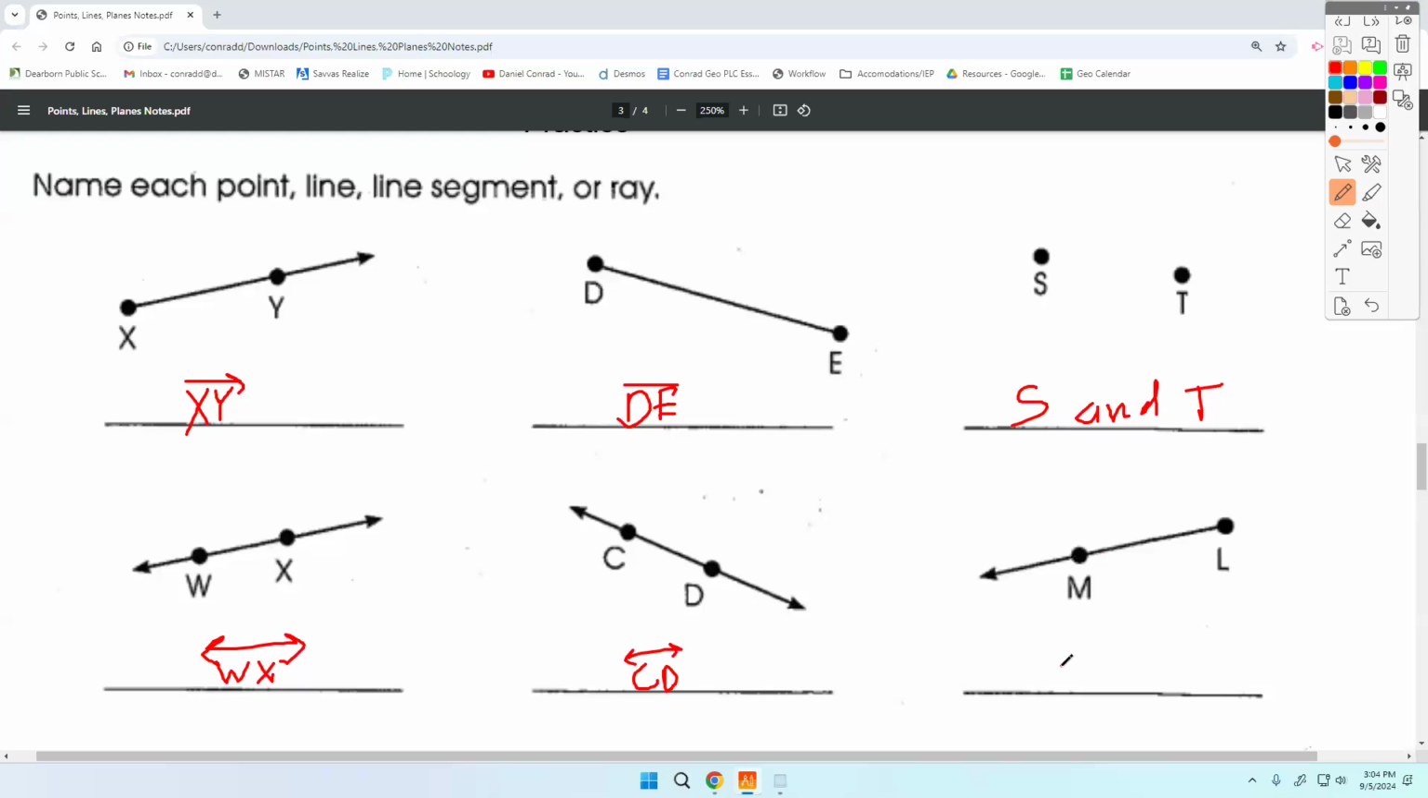Okay, LM, right? We could start with the endpoint and then put M, and the arrow is going to the right. When we name a ray, the arrow always goes to the right in the name. You put the endpoint first and then the other point. The direction the ray is facing in the diagram has nothing to do with how you should name it. You put the endpoint, the other point, and the arrow is always facing right.